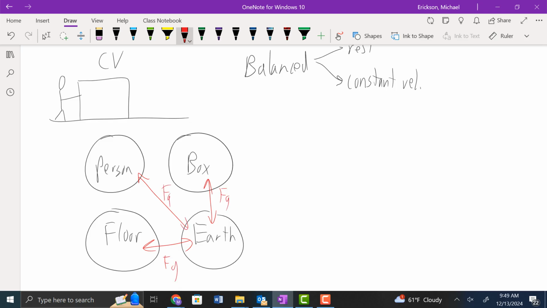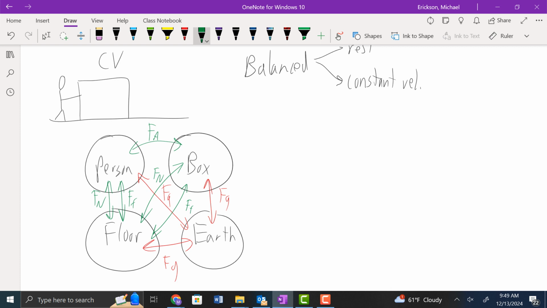FG goes to all these objects. The person's on the floor and there needs to be friction for them to move. So they still interact. The person pushes a force into the box, and the box also interacts with the floor the same way the person does, basically. All right, so this is my system schema.